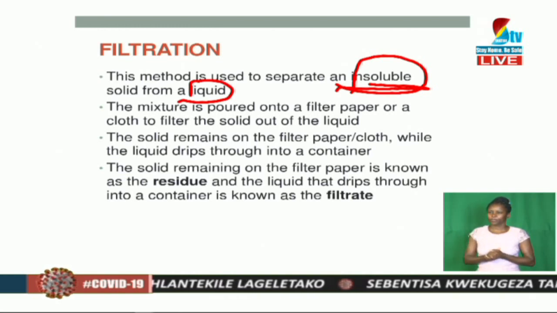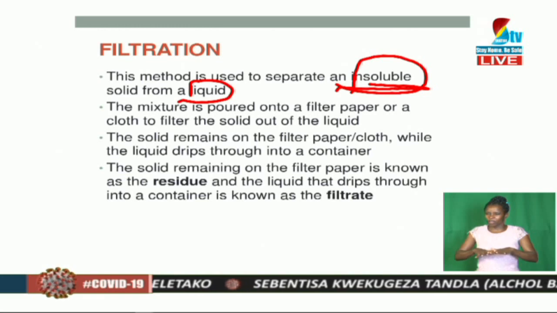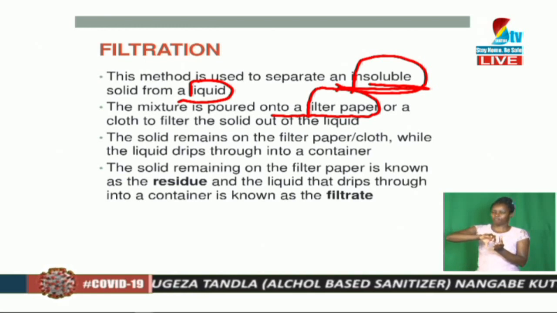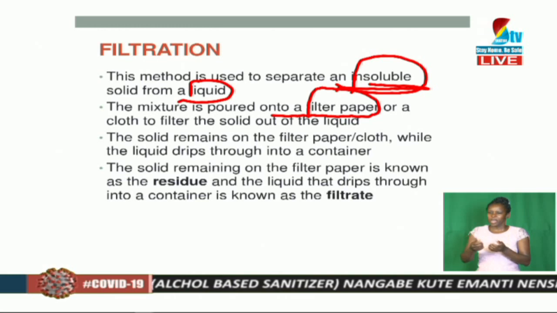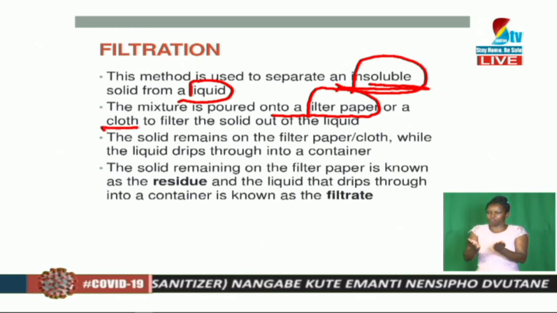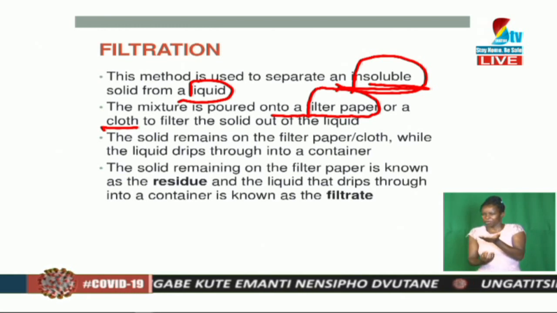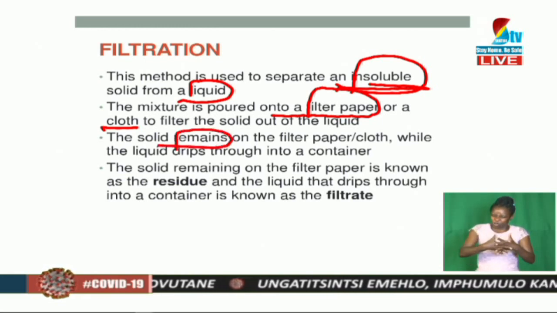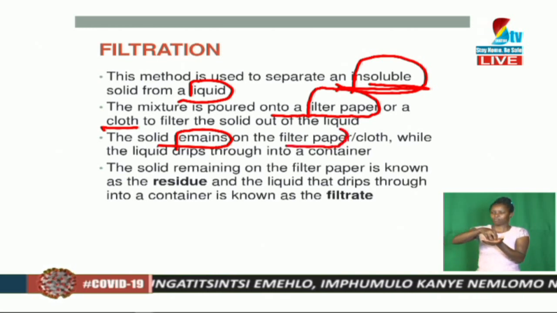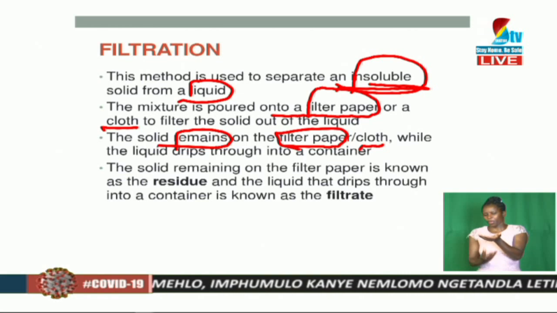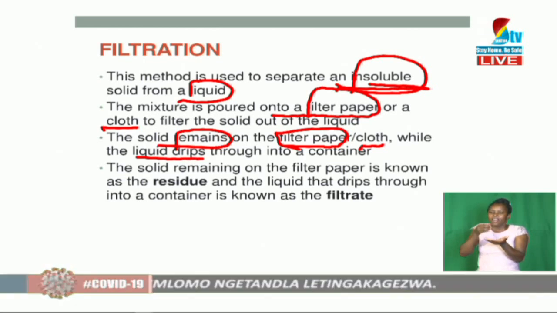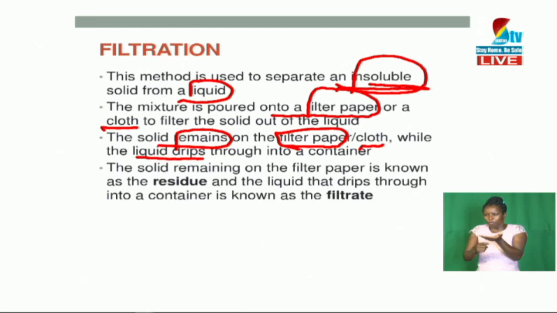Here the mixture, dear learners, is poured onto a filter paper or a cloth. If you don't have filter paper, you can use a cloth to filter the solid out of the liquid. What happens in filtration is that the solid remains on the filter paper, or the cloth if you are using a cloth, while the liquid drips through into a container.